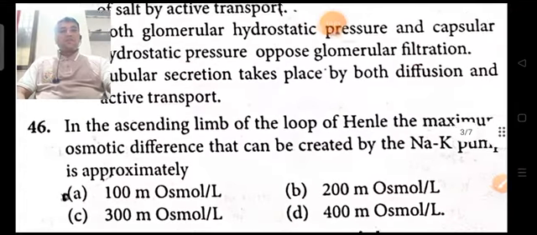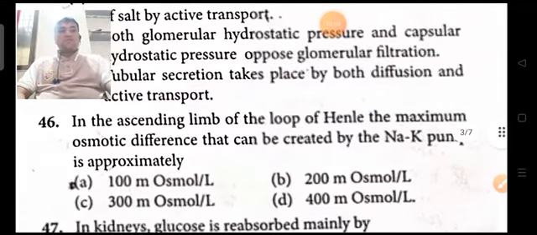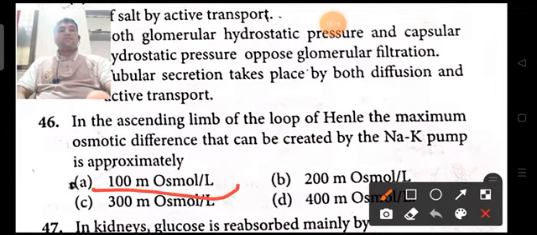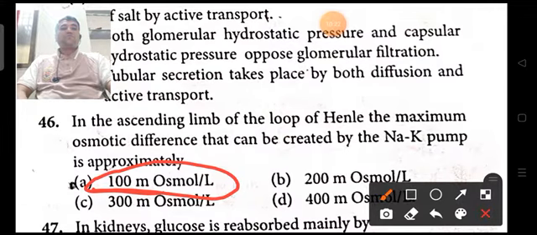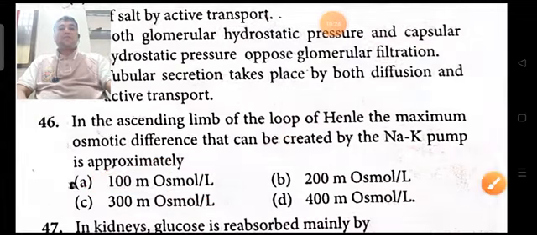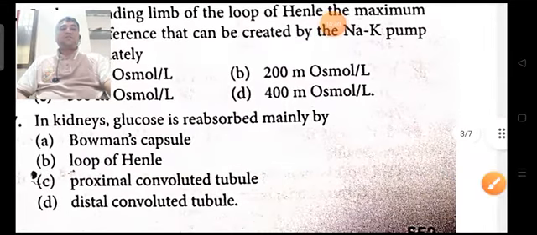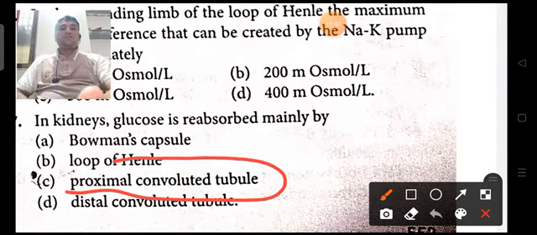The 46th question: in the ascending limb of the loop of Henle, the maximum osmotic difference that can be created by the Na-K pump is approximately, according to the textbook, 100 milliosmoles. In kidneys, glucose is reabsorbed mainly by Bowman's capsule, loop of Henle, proximal convoluted tubule, or distal convoluted tubule. Glucose is reabsorbed in the proximal convoluted tubule. That you already know the answer.